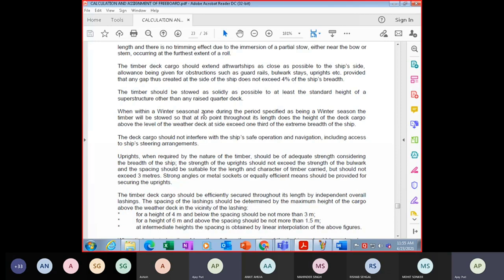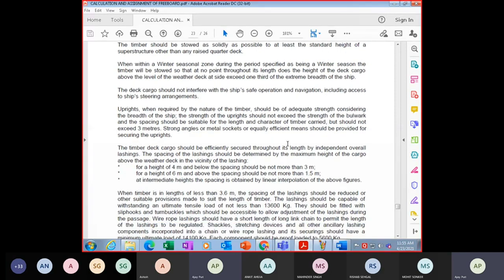When within winter seasonal zone, the timber will be stowed so that at no point throughout the length does the height of the deck cargo above the level of weather deck exceed 1/3 of the extreme breadth of the ship. Deck cargo should not interfere with the vessel's safe operation, including access to the steering compartment. Uprights, when required by nature of timber, should be of adequate strength considering the breadth of ship. Strength of the upright should not exceed the strength of the bulwark.